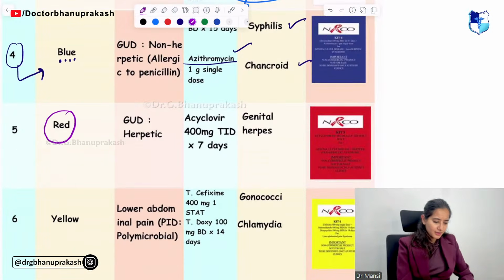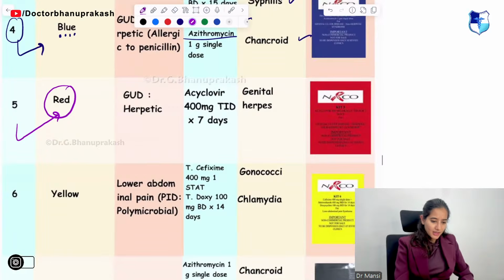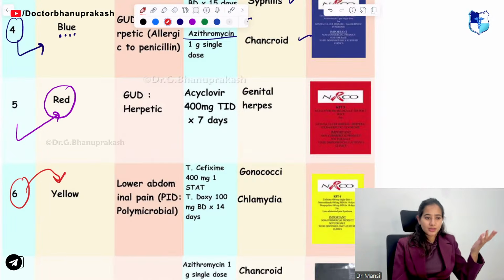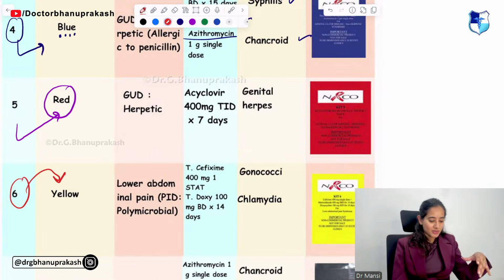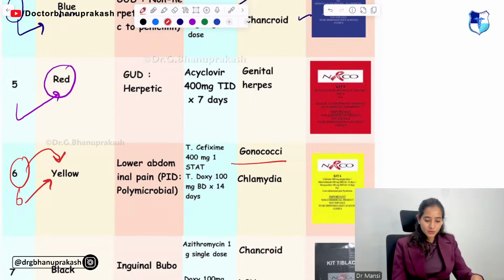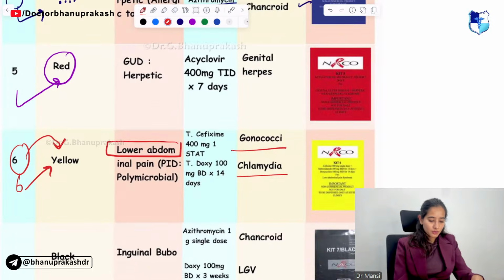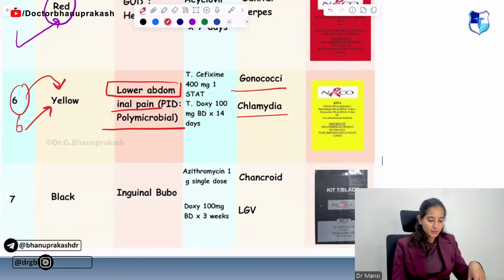Then we have a red kit, which is the fifth one, and the sixth one is a yellow. So you probably might have heard this ad, dirty fellow. Okay, yellow, yellow, dirty fellow. So when there is something very dirty, we say this chi chi. Okay, so chi will remind you of six. So six is the yellow kit, and this is for gonococci and chlamydia. The patient is going to come with a lower abdominal pain. In this condition, you give a yellow kit to the patient.